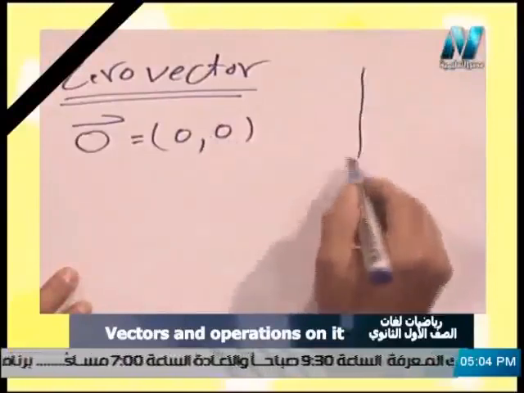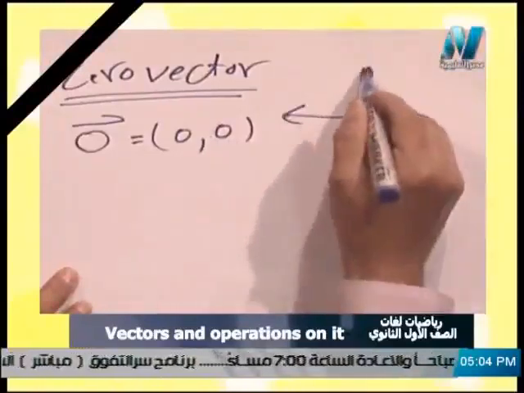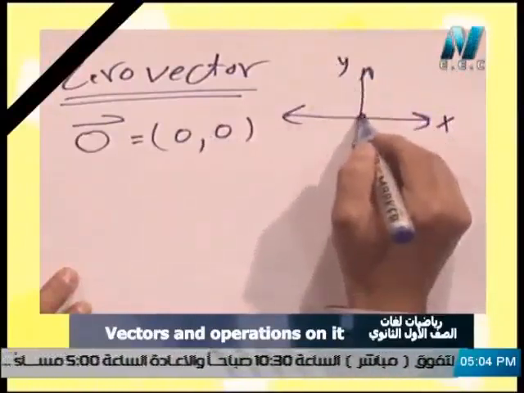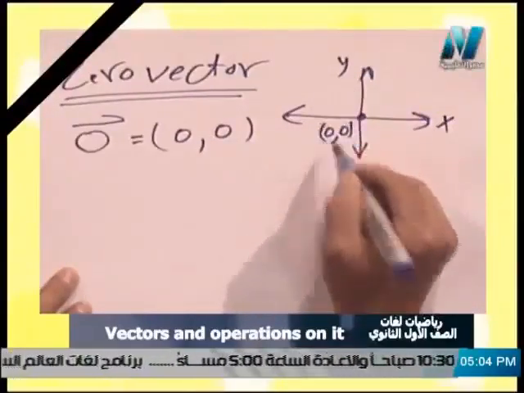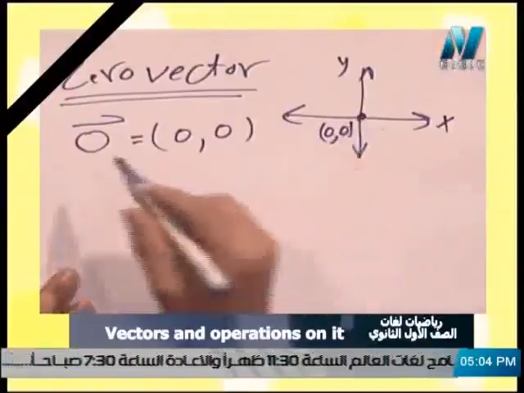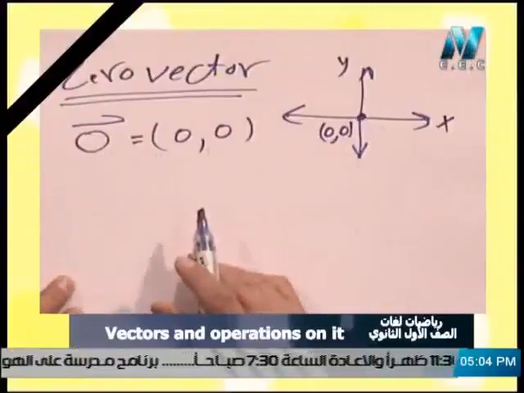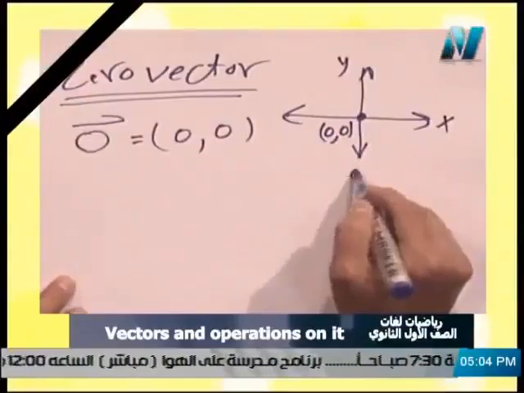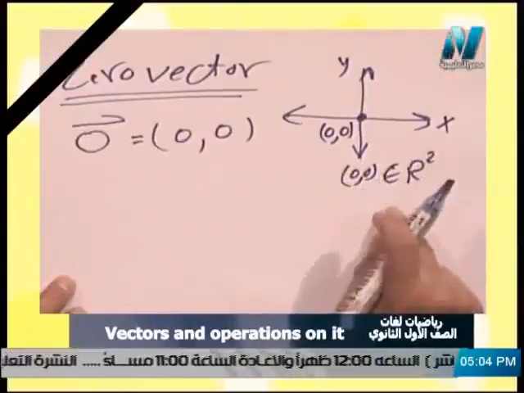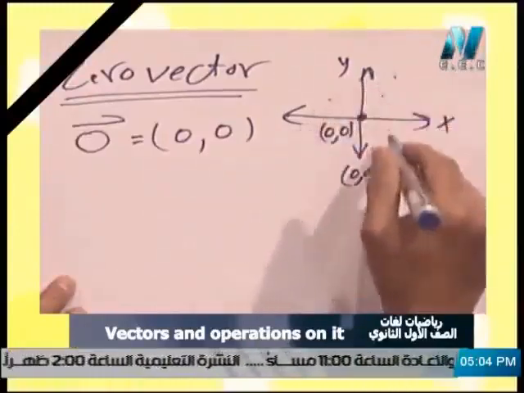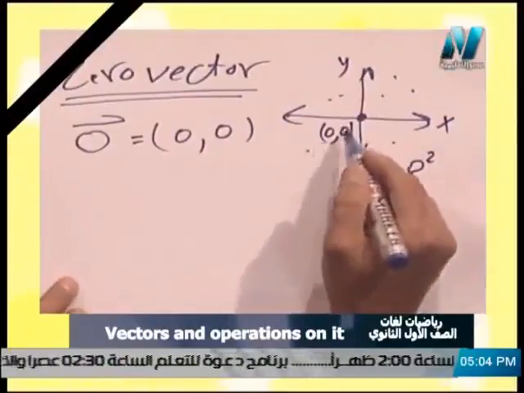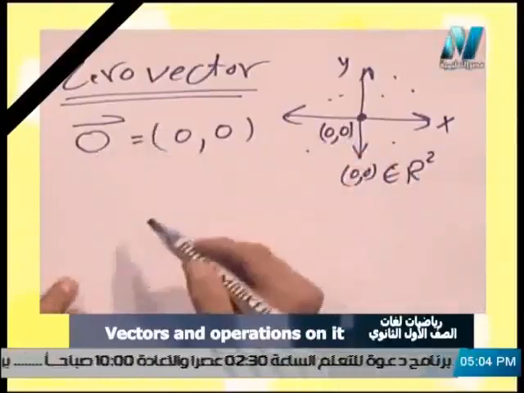If we have the x-axis and y-axis here, its position here is 0 and 0, which is the origin point, and we express the origin point, when it's a vector, as 0 and 0. And 0 and 0 here belongs to R2. Which is R2? R2 is any point here in the xy coordinates. Okay, so the zero vector equals 0 and 0.